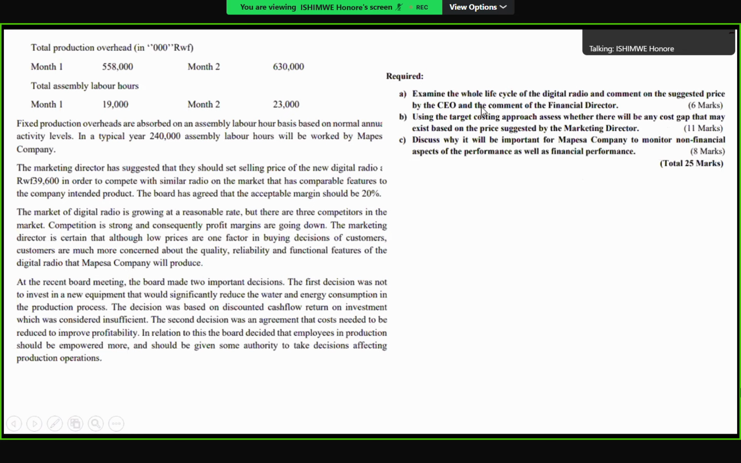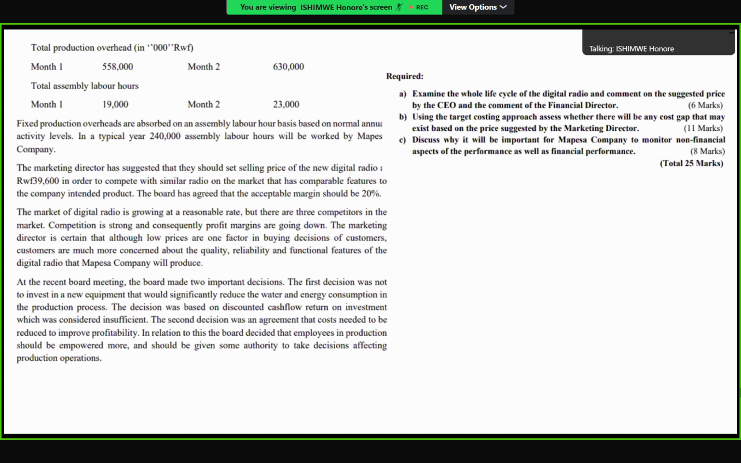examine the whole life cycle. I hope you can understand me. Okay. I hope so. They're saying, examine the whole life cycle of the digital radio and comment on the suggested price by the CEO and comment of the financial director. That is 6 marks. Using the target costing approach, assess whether there will be any cost gap based on the price suggested by the marketing director, 11 marks.